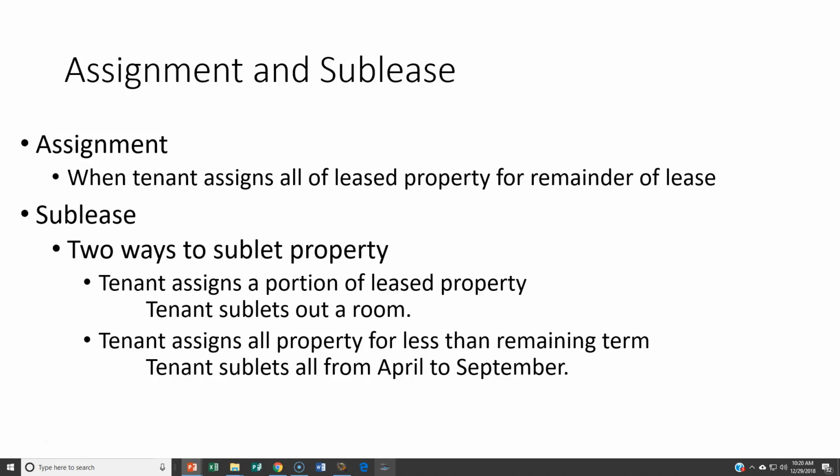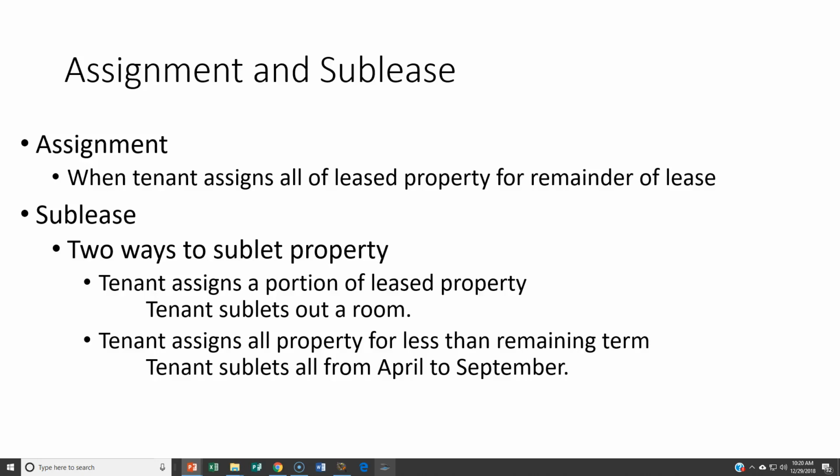When we have a lease, if the lease allows it, I can assign it to somebody else, or I can sublet or sublease it out. Assignment is when I actually assign all of the lease property for the remainder of the lease to somebody else. I may still be responsible for the payment or making sure it gets paid, or I may not, depending on how the assignment is written. Or I can actually sublease it.